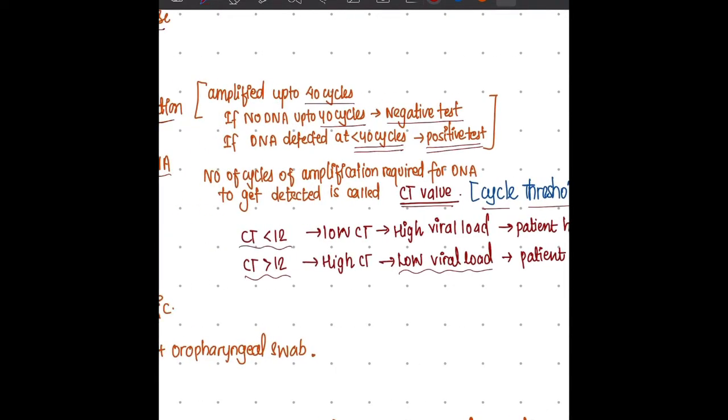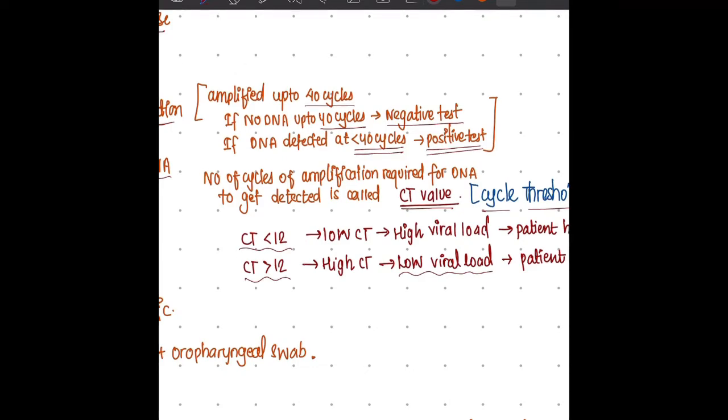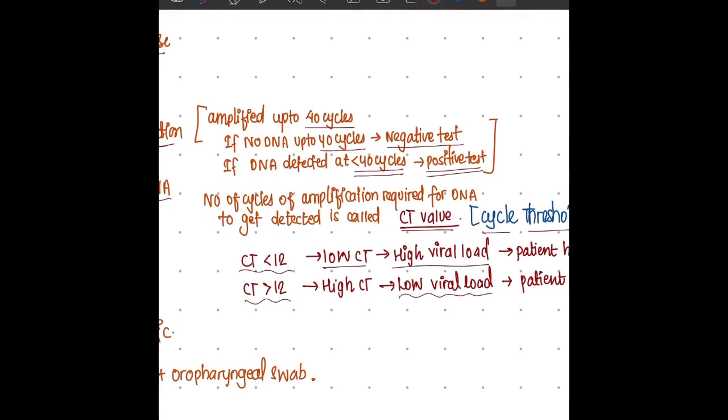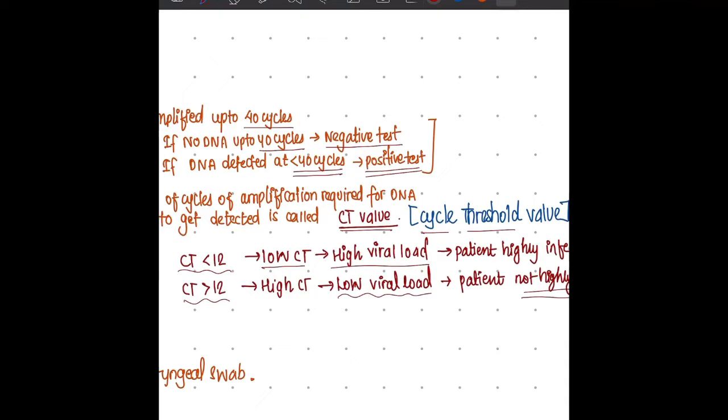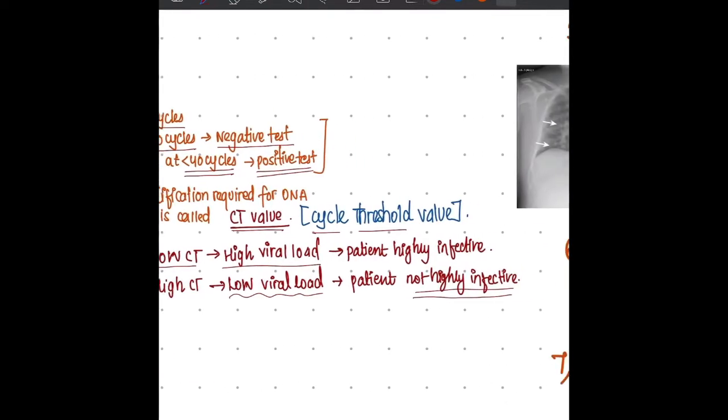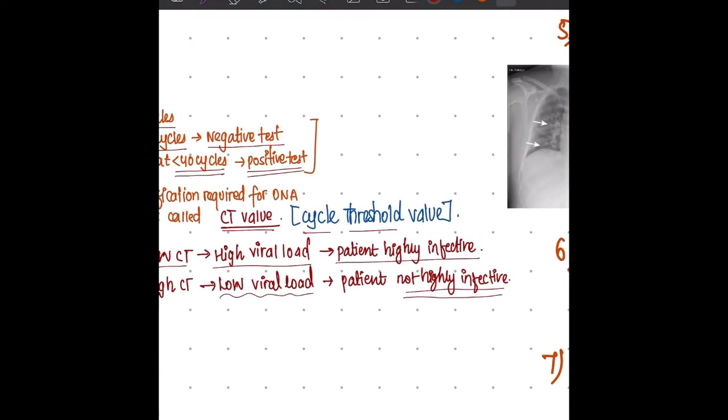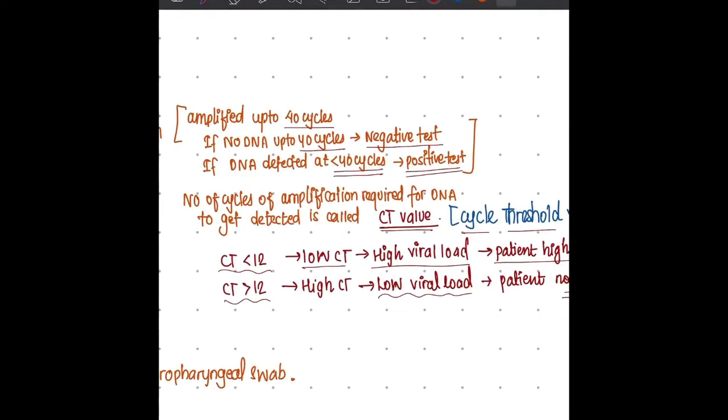But if the CT value is less than 12, it means that within fewer than 12 cycles of amplification, the virus is detected. That is to say that there is a high load of virus within that sample, right? So low CT means there is high viral load in the sample. If there is high viral load in the sample, it indicates that there is high viral load in the patient, and a patient with a high viral load is highly infective. So that's the significance of CT value.